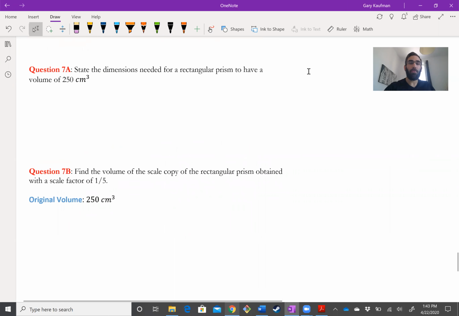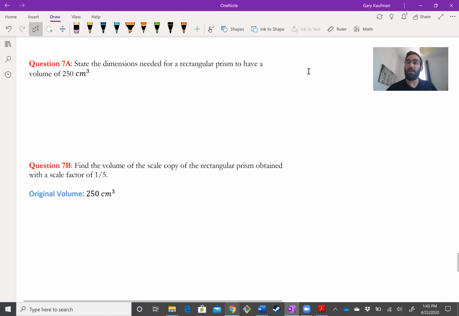Now, the formative had lots of questions like this, and I told you to expect those types of questions on the summative. I'm giving you one here. I will mark you correct if you get it correct. 7B, you can answer without 7A. You have that original volume. I want to find the volume with a scale factor of 1/5. Go ahead.